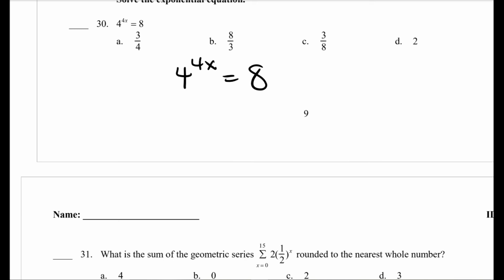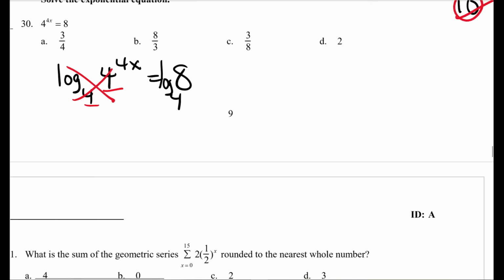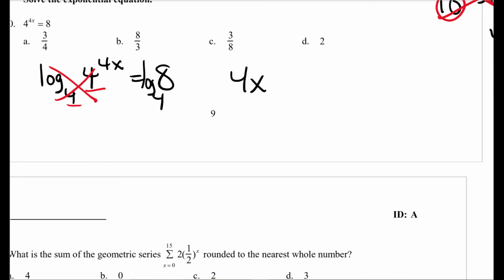Well, we got to get rid of this 4, right? So in order to get rid of this 4, I need to do a log, base 4. See, now these 4's match, so now I can cancel them out. I can only get rid of an exponential equation with a log. So now we got to do the log base 4 on the other side. We got to show equal treatment on both sides. So we get 4x equals log base 4 of 8.